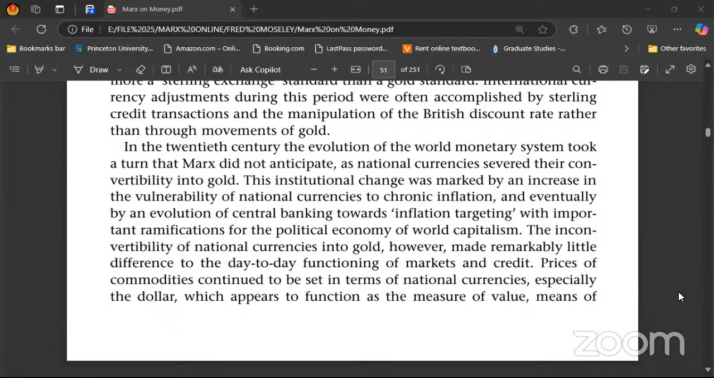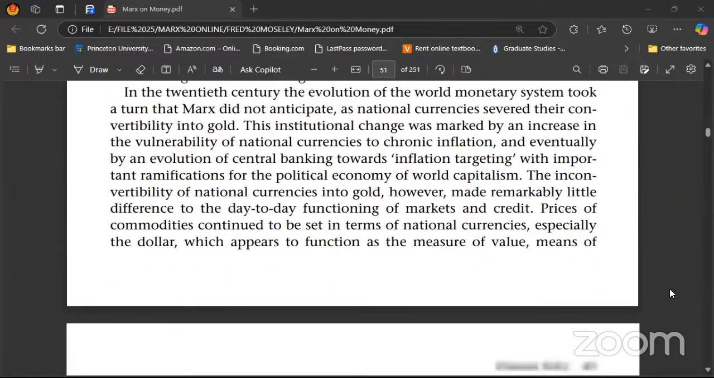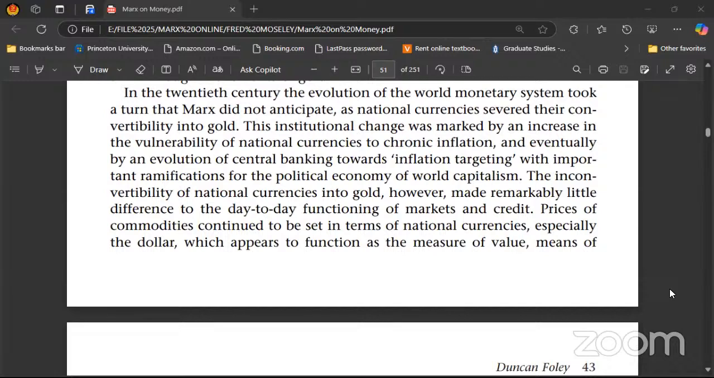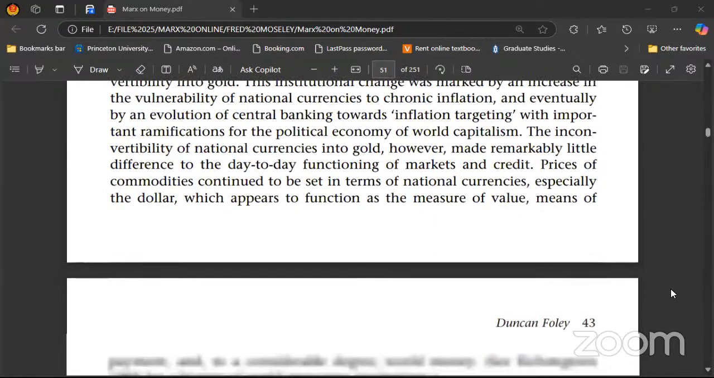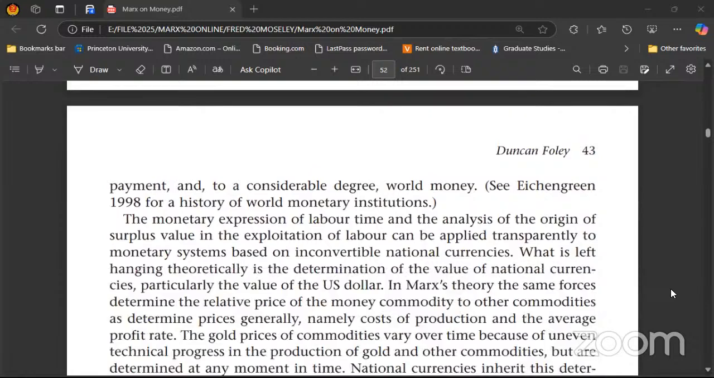The inconvertibility of national currencies into gold, however, made remarkably little difference to the day-to-day functioning of markets and credit. Prices of commodities continue to be set in terms of national currencies, especially the US dollar, which appears to function as the measure of value, means of payment, and to a considerable degree, world money. The monetary expression of labor time and the analysis of the origin of surplus value in the exploitation of labor can be applied transparently to monetary systems based on inconvertible national currencies.